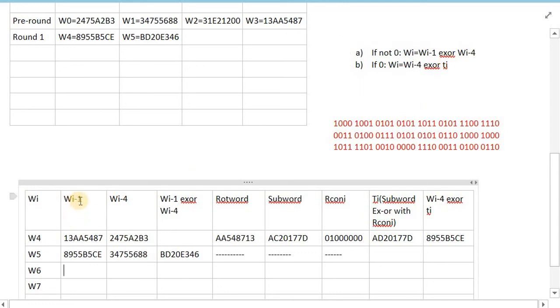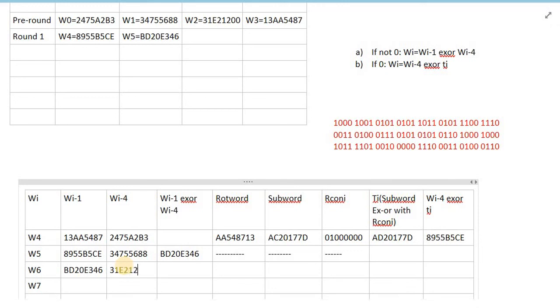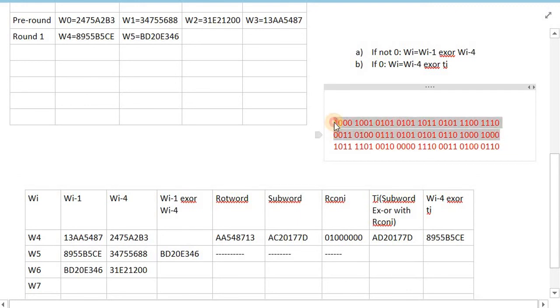So what is W(i-1)? 6 minus 1 equal to 5. So what is the value of W5? That is BD20E346. And 6 minus 4 equal to 2. So what is the value of W2? It is this one, that is 31E21200. I have to perform the XOR between the two values. So this W6 is already done.